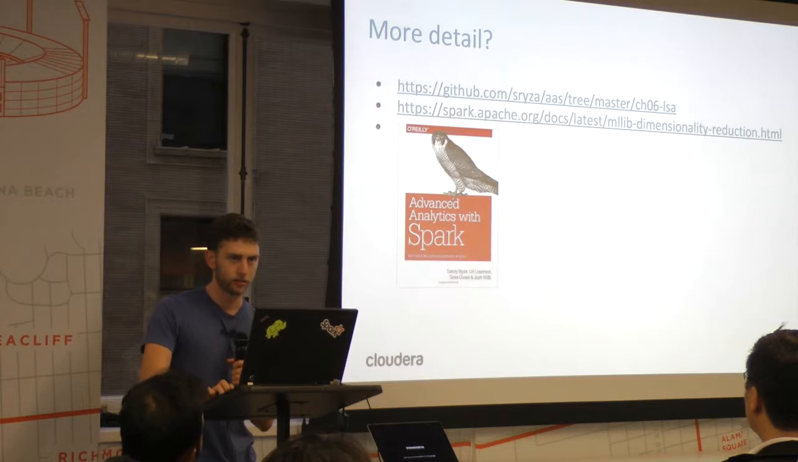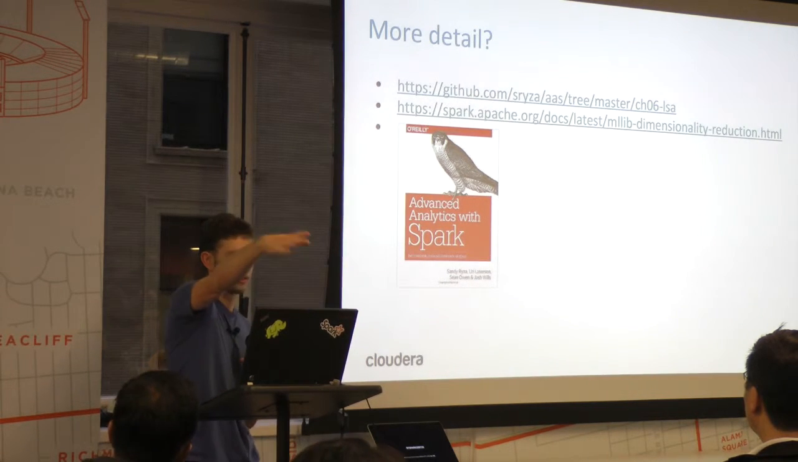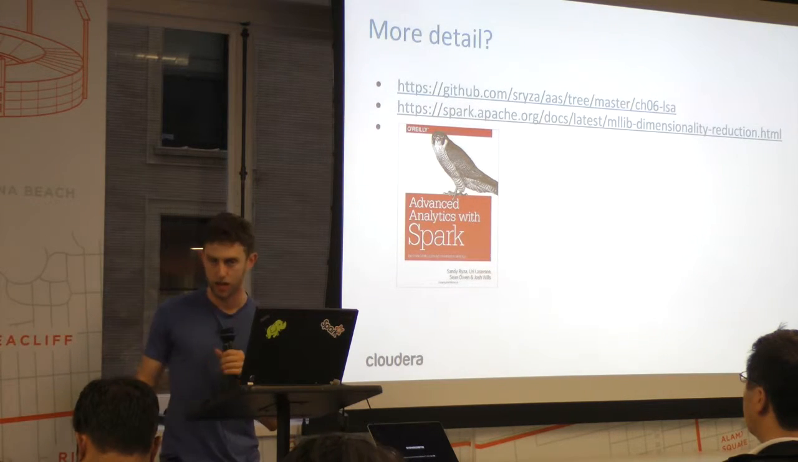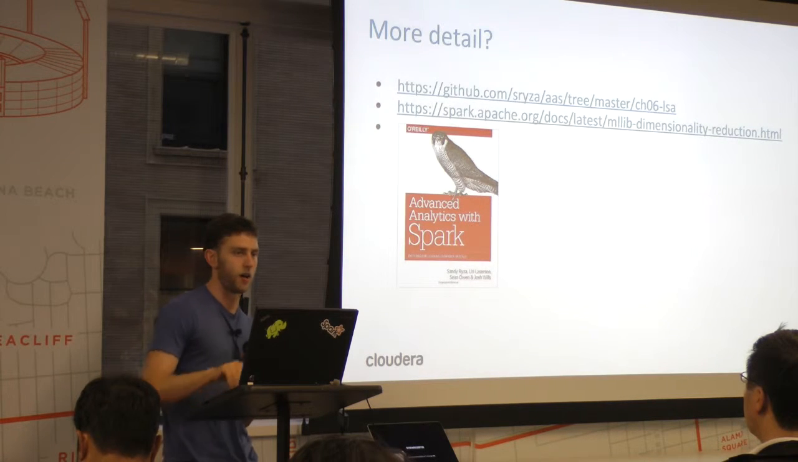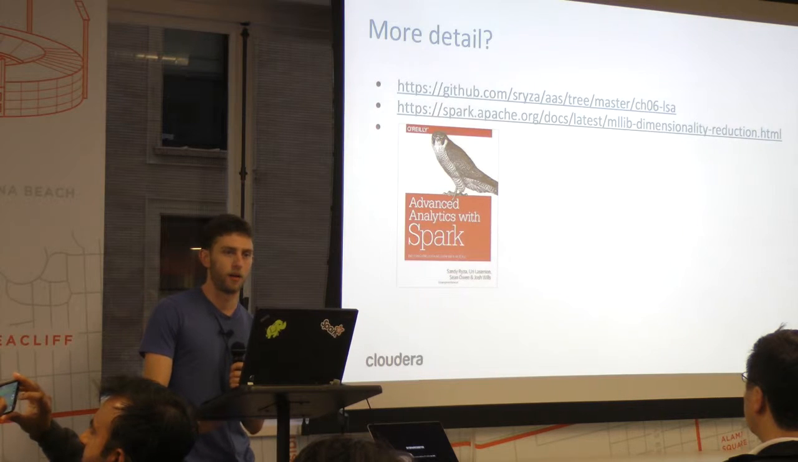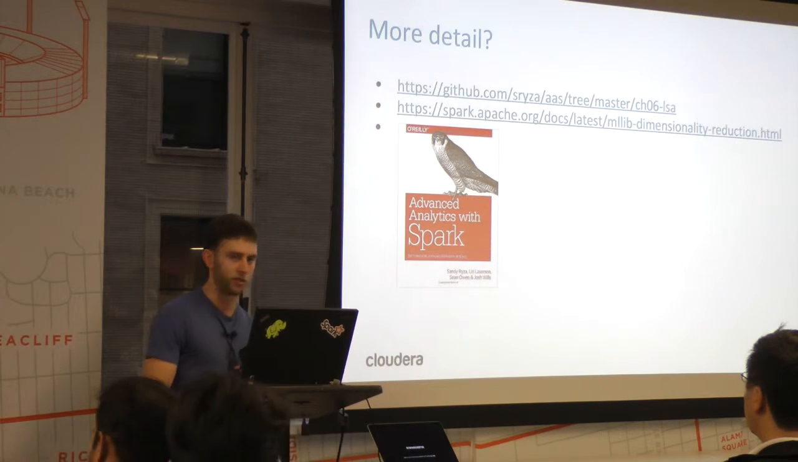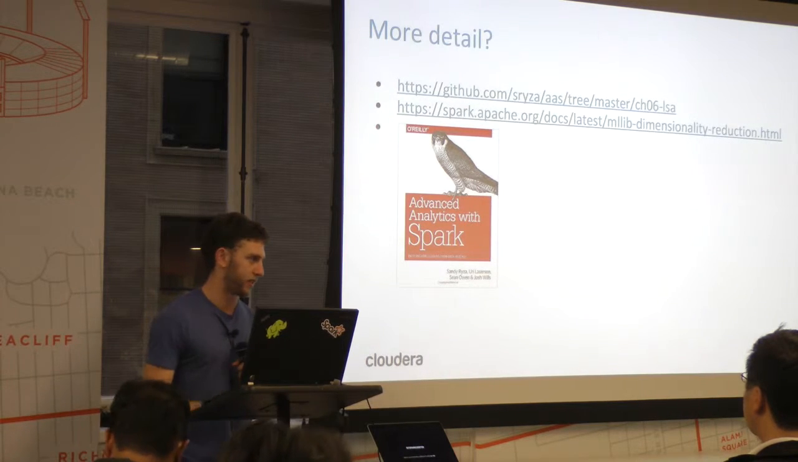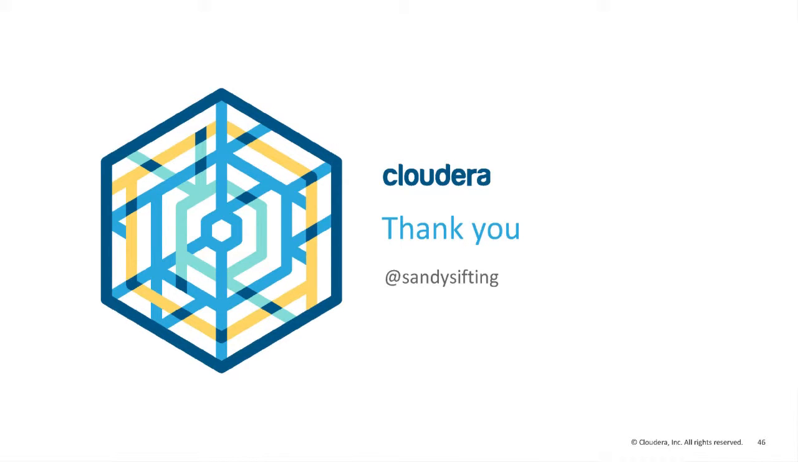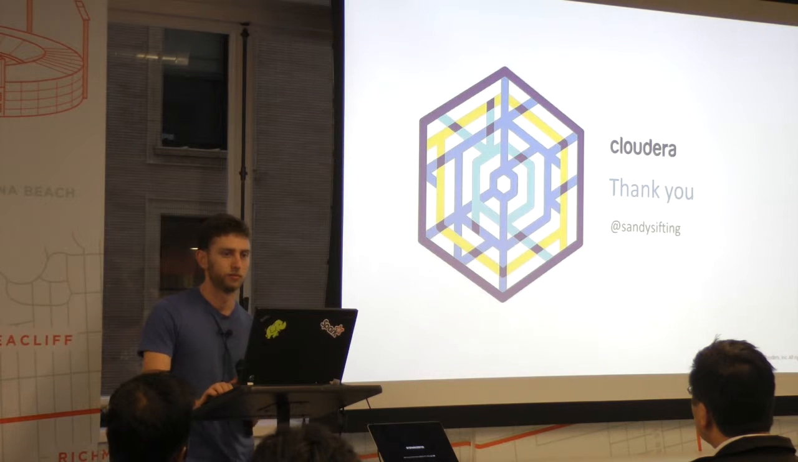So that is all I have for you. If you want any more detail on this, we recently wrote this book, Advanced Analytics with Spark. There's a chapter that deals with a use case that's much like this. All the code for this is available on GitHub, so you can go there and check it out. And then the MLlib documentation itself has a lot of information on how you can use SVD. It has the hashing TF and the count vectorizer and all this nice stuff that allows you to pursue your NLP quest. Thank you very much.